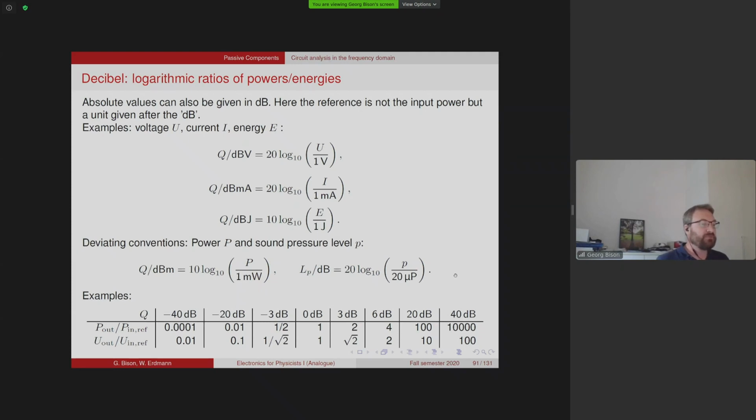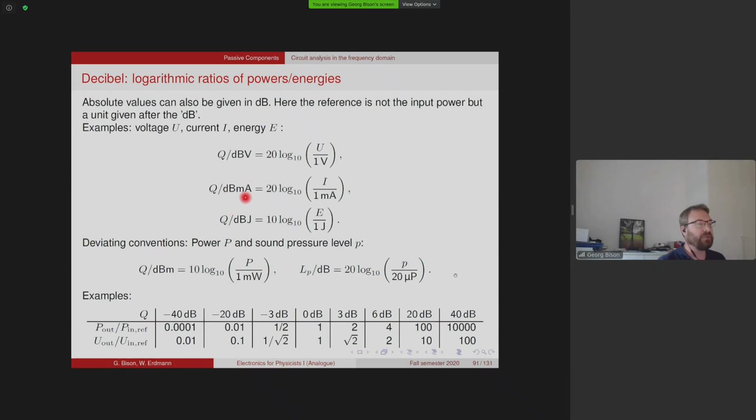It's also possible to specify absolute values in decibels. And here I have examples for current, voltage, current, and energy. The way that is done is that in this fraction, if you want to specify an absolute value, you don't have a ratio. So the reference value is whatever is given behind the decibel unit. So if it's dBV, it means that it's a quantity divided by 1 volt. And since those are amplitudes, you have to use the factor 20 here.